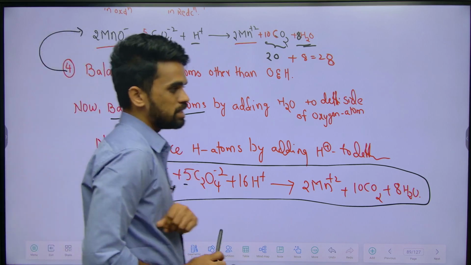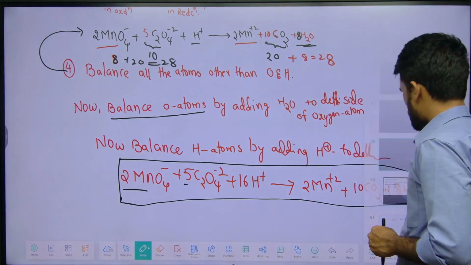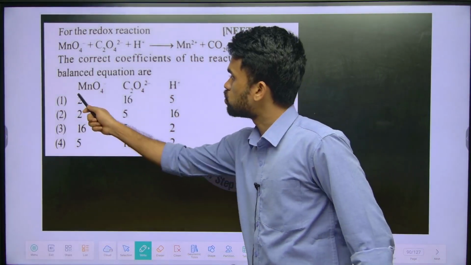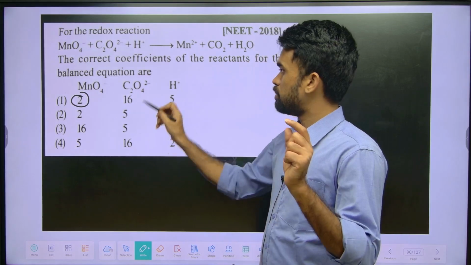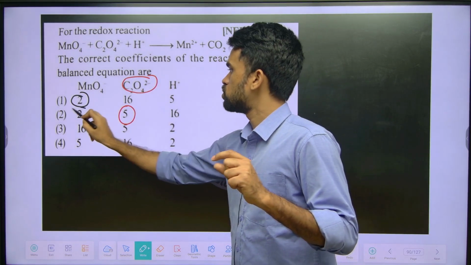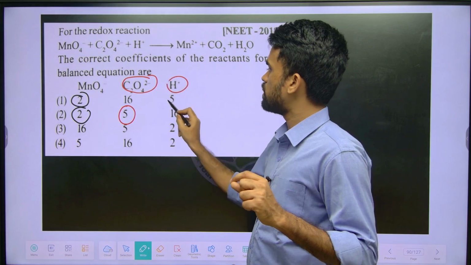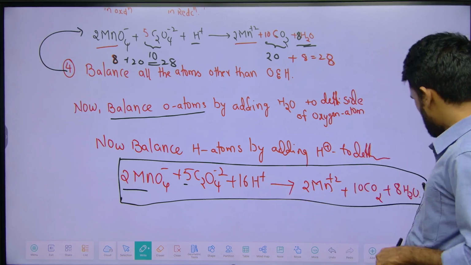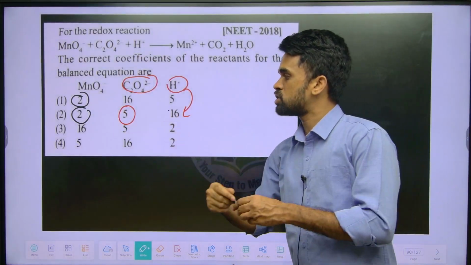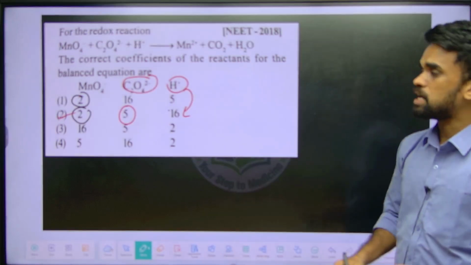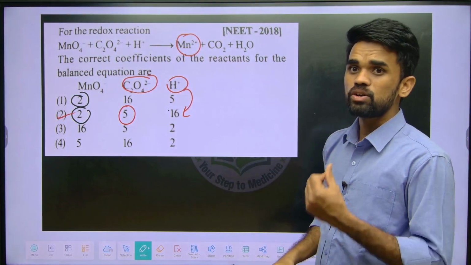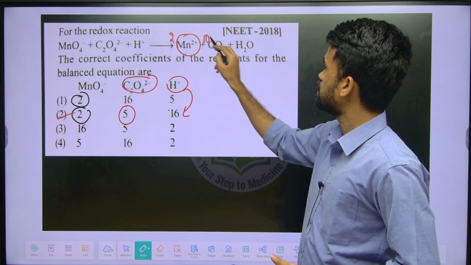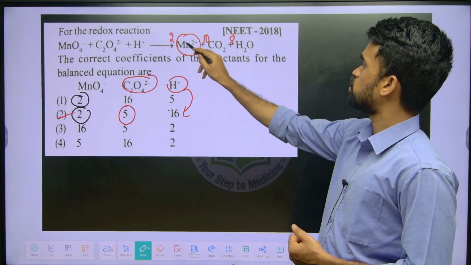Okay. Now look at this balanced equation and try to answer these questions. For manganese, what is the number we have seen? 2. For oxalate we have seen 5. And for H plus ions we have seen 16 in our final equation. 2, 5, 16. It means our answer is 2, 5, 16, the second option. They even ask for the product side also. What are the coefficients we have seen? Here also it is 2, on this side 10, and here it is 8. So these are the coefficients of the products.